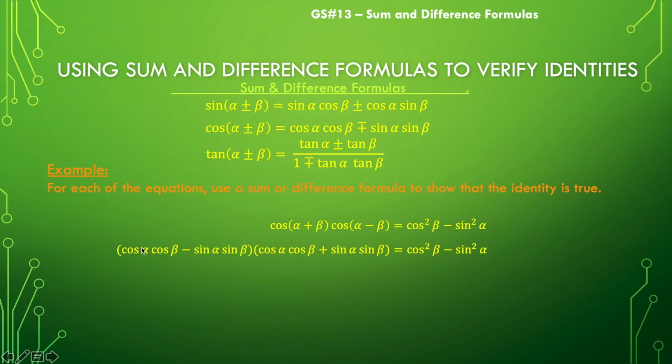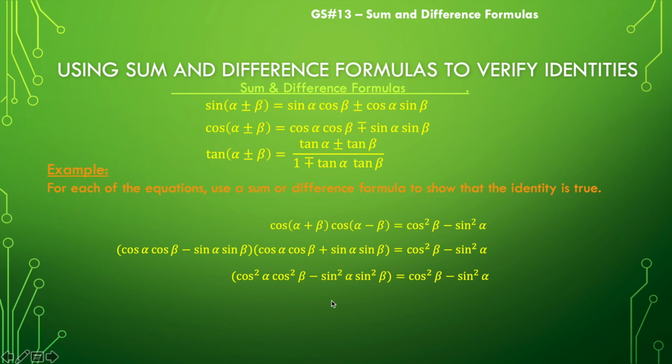So I will end up with cosine alpha times cosine alpha, cosine beta times cosine beta, minus sine of alpha, sine of alpha, sine of beta, sine of beta. So we'll end up with cosine squared of alpha, cosine squared of beta, minus sine squared alpha, sine squared beta. And we want that to end up looking like cosine squared of beta minus sine squared of alpha.